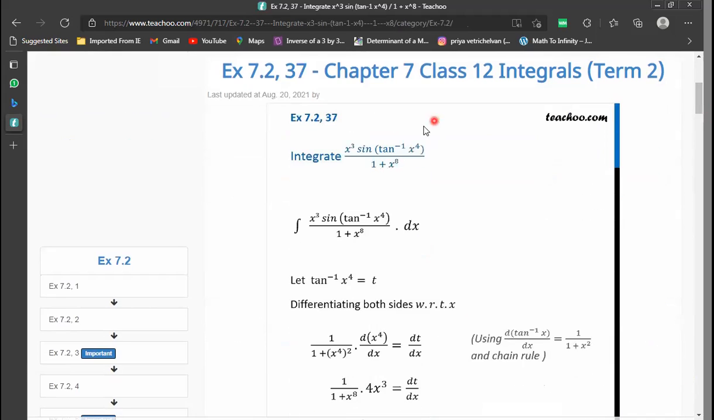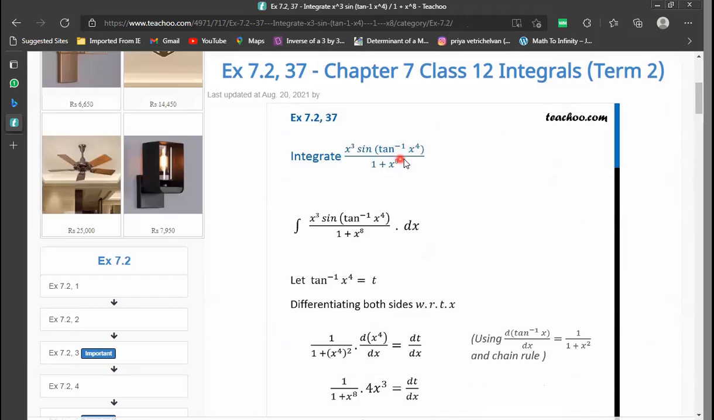In this you will always choose the inverse trigonometry as t, isn't it? We'll give preference to that. So tan inverse of x power 4 will be considered as t. And when you differentiate, differentiation of tan inverse of x is nothing but 1 upon 1 plus x square. So you will just replace x as x power 4 here, isn't it?